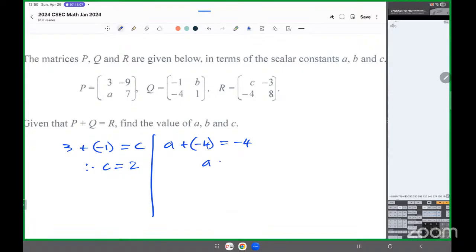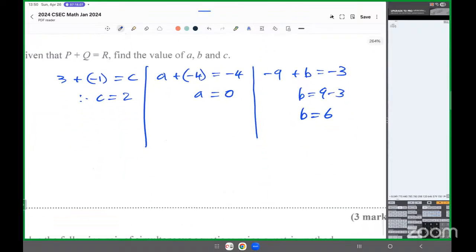So it means that A equals 0. -4 and -4 cancel each other, right? The next one, this plus this is equal to that. So it's going to be -9 plus B is equal to -3. So add the 9 to both sides, you get B equals 9 minus 3. So B equals 6. So those are the answers. A is 0, B is 6, C is 2. Is correct.